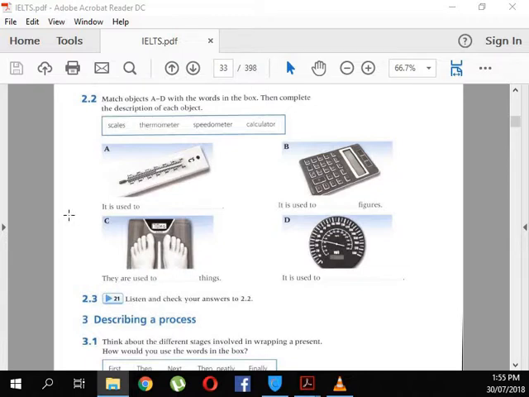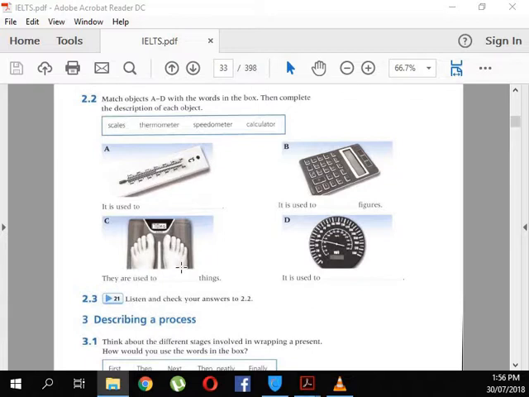A. The thermometer on the end of the device allows us to measure changes in temperature. B. I had to use my calculator to work out the final figure and calculate how much profit we'd made. C. We put the animals onto the scales to weigh them and recorded their weight at the beginning and end of the experiment. D. We attached a speedometer so that we could measure our speed and adjust it if necessary.